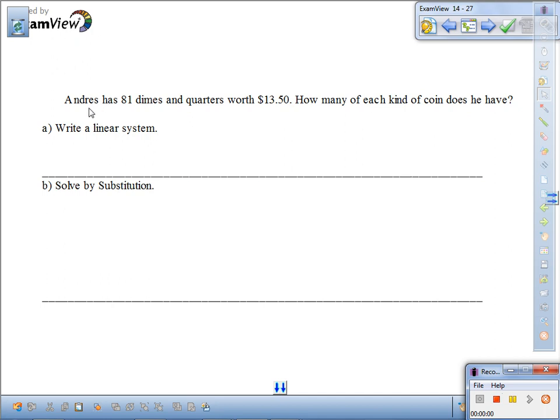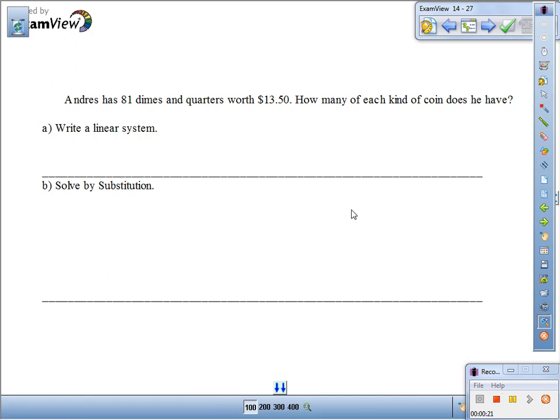Number 14 says, Andres has 81 dimes and quarters. So what are the coins? Dimes and quarters. Okay. Worth $13.50. How many of each kind of coin does he have? All right. It says write a linear system and solve by substitution. Okay. So I'm going to zoom in.